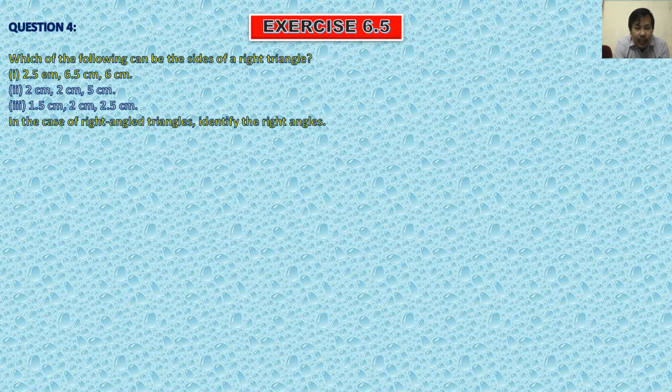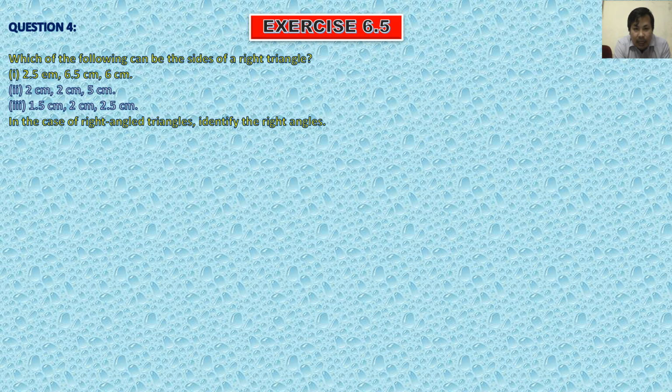The question is asking, in the case of the right angle triangle, we are going to find out which one, Roman number 1 or 2 or 3, can be a right angle triangle or not. If it is a right angle triangle, then we are going to find out where the right angle is. Okay, clear.